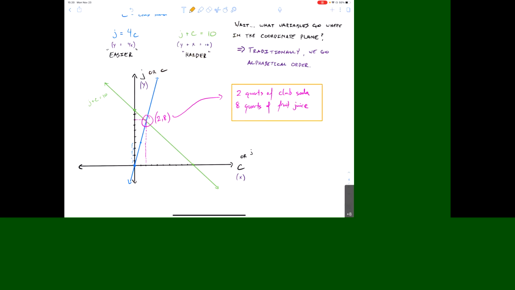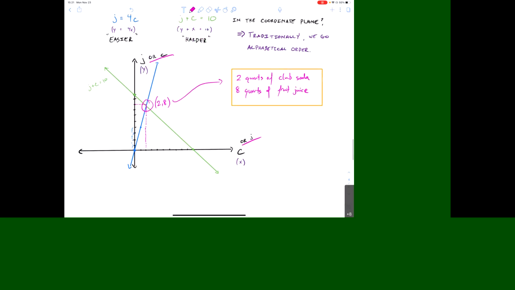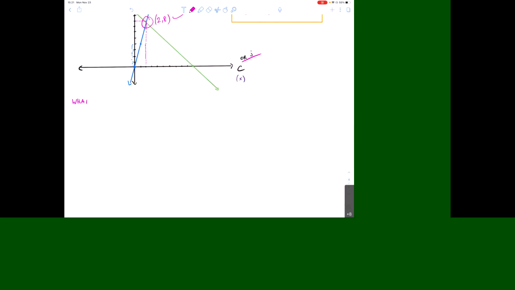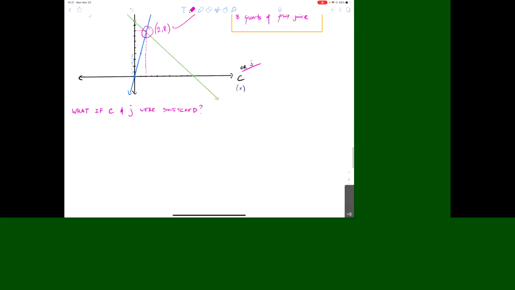But then remember, I also posed to you all, what happens if you use the reverse of this? What does it look like? Well, it actually gets inverted. Maybe not inverted, but reflected is the better word. It gets reflected to look different. Let me just show you what that looks like really quick. What if C and J were switched? The moral of the story is that you'll get the same answer. It's just that your graph will look different.